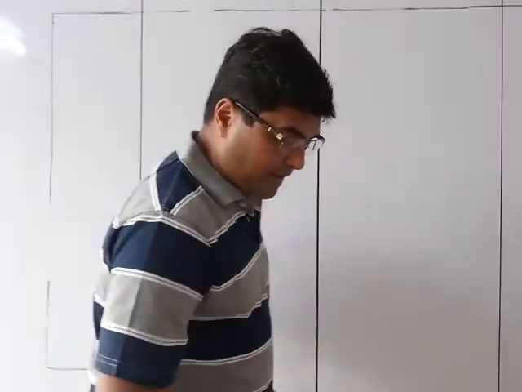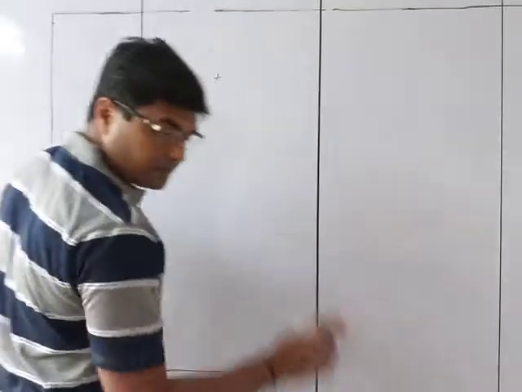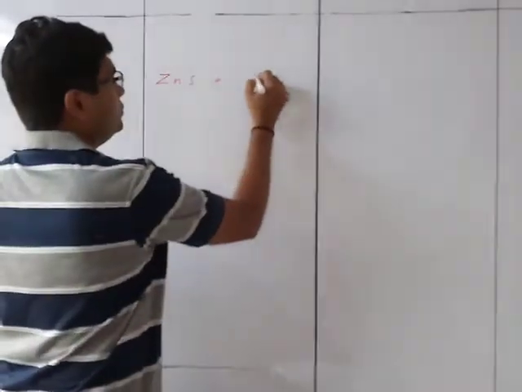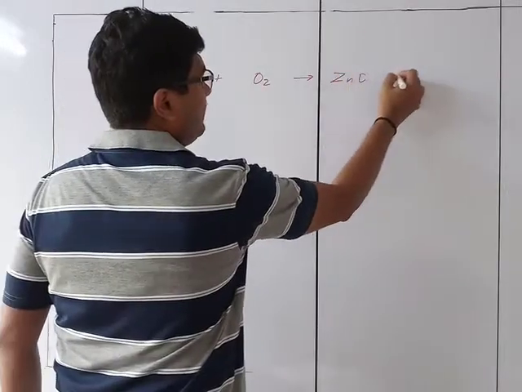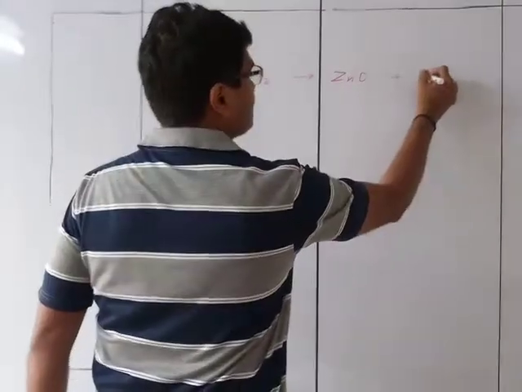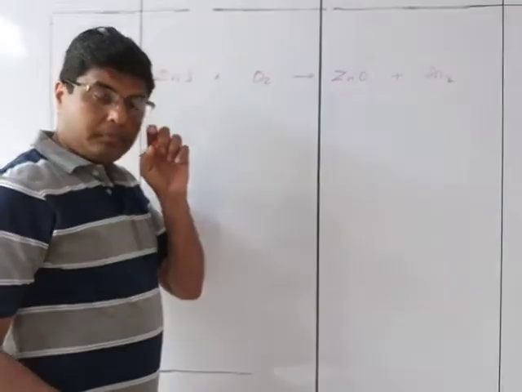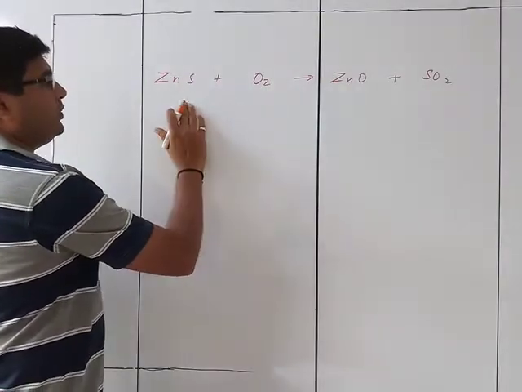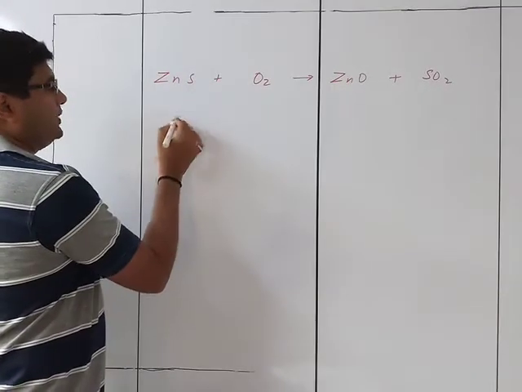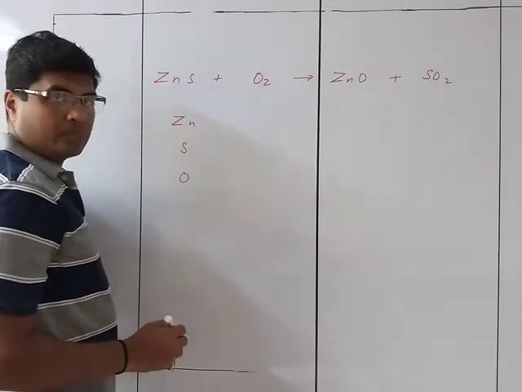Okay, let's take the example over here: ZnS plus O2 giving me ZnO plus SO2. Now, what we are going to first do is write all the elements which are present over here. So that is Zn over here, S over here and O over here.